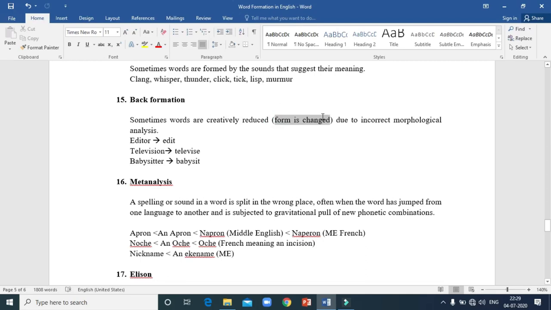Okay, so it is due to misunderstanding itself. Let's look at an example, then I can explain what this is really about. So earlier we did not have this word called edit. We had this word editor.